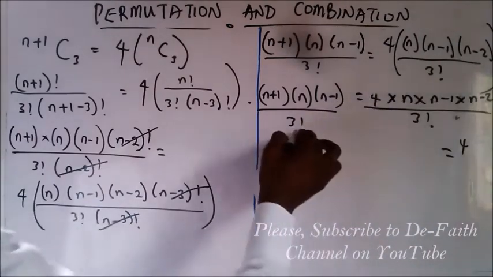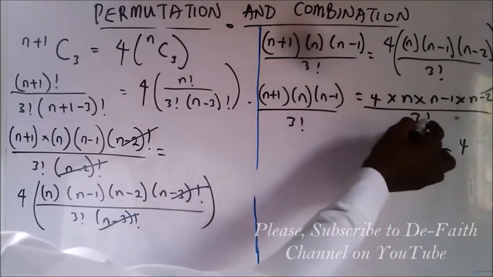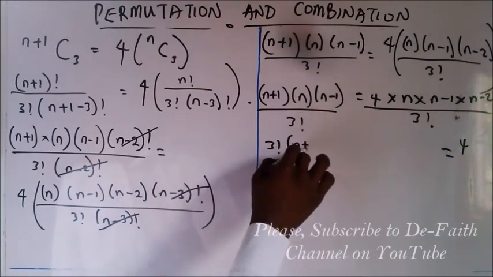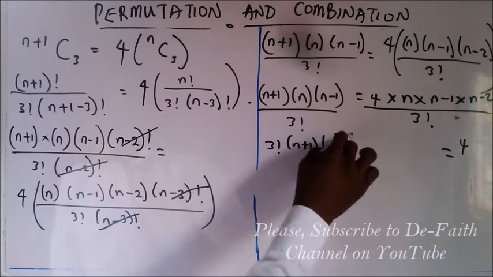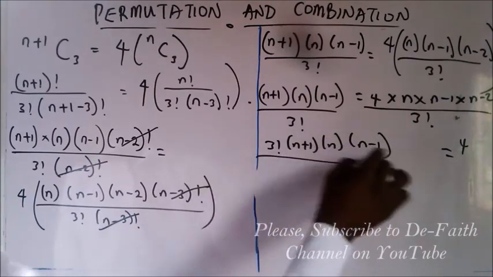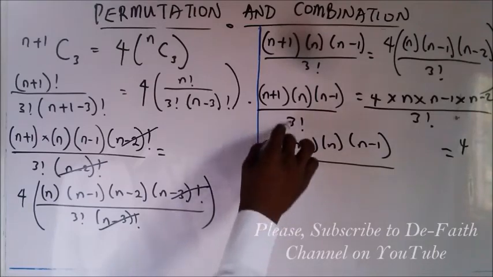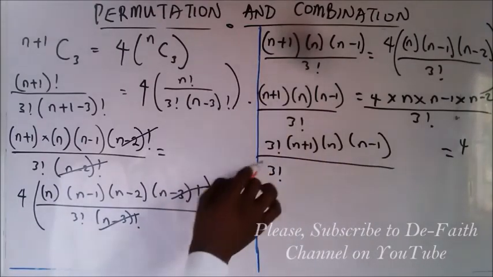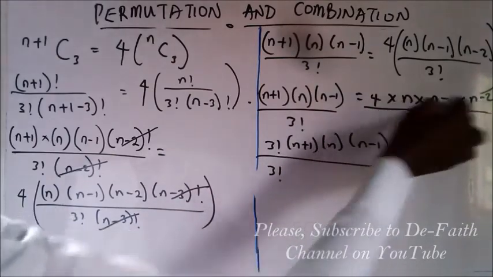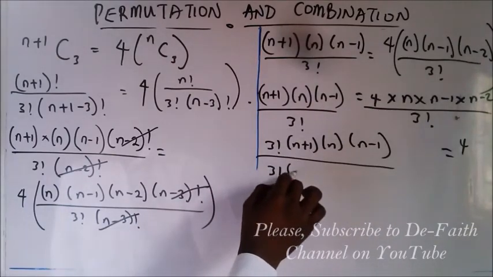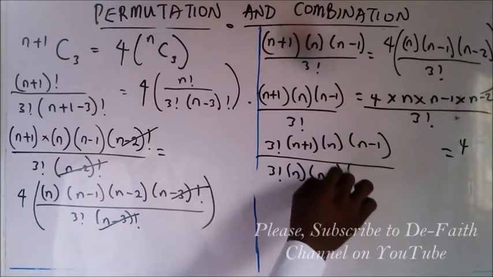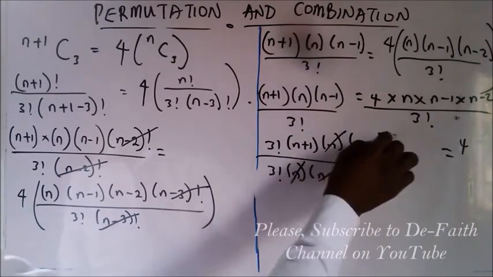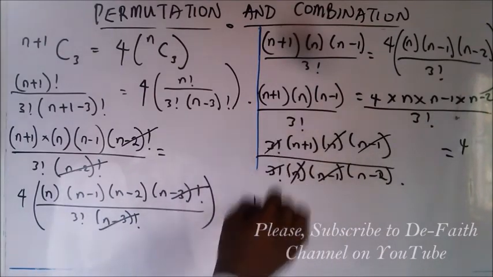So everything here comes down, right? And then this 3 factorial comes here. So we have 3 factorial multiplied by n plus 1, n minus 1. And then we have this 3 factorial, which is this, and then this one has been moved up, which is what we have here. And so this over here comes down. So we have n minus 1, n minus 2. n cancels n, n minus 1 cancels n minus 1, 3 factorial cancels 3 factorial.